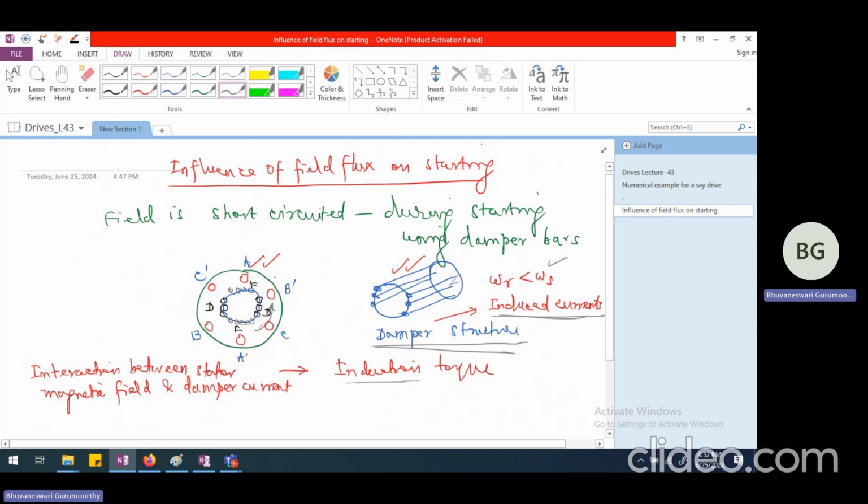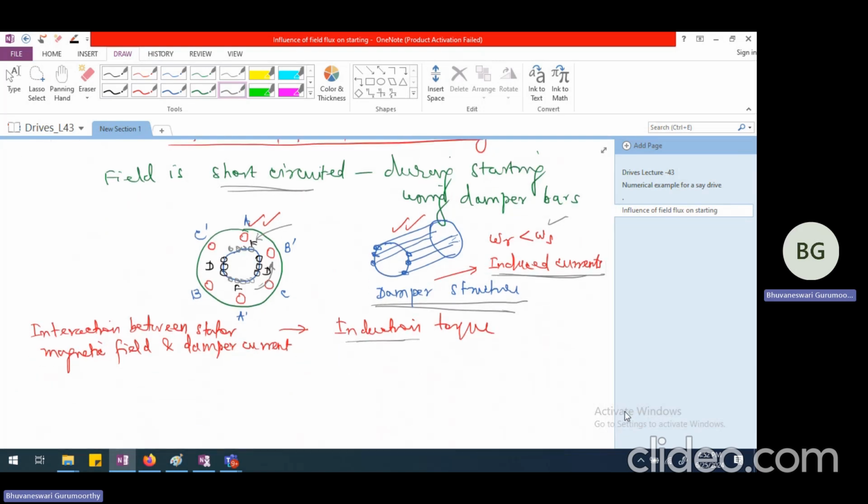And we said that at that point, when the speed almost reaches close to synchronous speed, the field short circuit will be removed, and we will connect the north pole and south pole current, or the DC current, to the field winding. The field structure will be fed with the field current or the DC current.